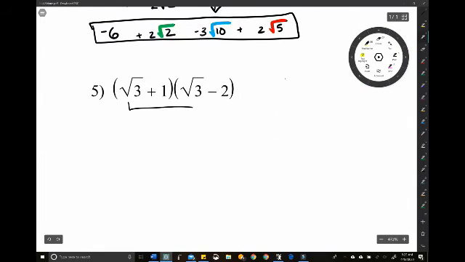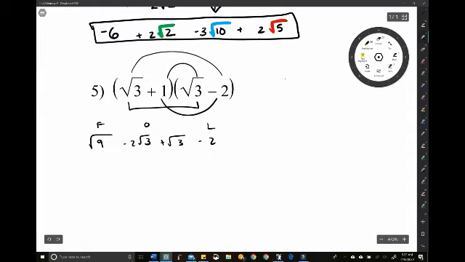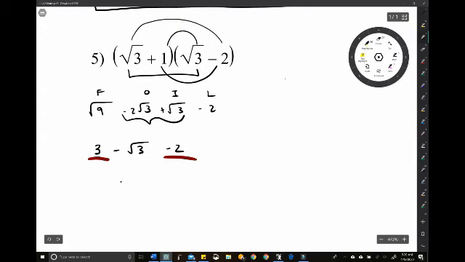Okay, a few more here. So first, square root of 3 times square root of 3. Square root of 9. Outers, minus 2 roots of 3. Inners, plus root of 3. Lasts. Square root of 9 is 3. Square roots of 3, these can combine. So minus the root of 3, and then minus 2. Again, let's take a look. Can anything combine? The 3 and the negative 2 can. So it's 1 minus the root of 3.